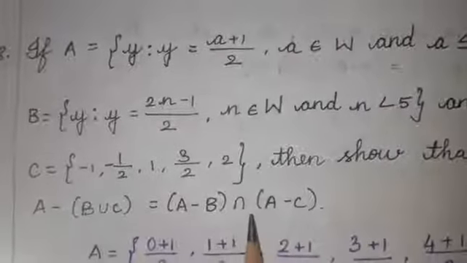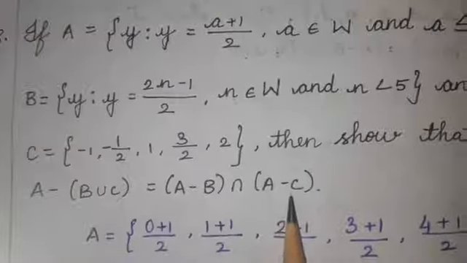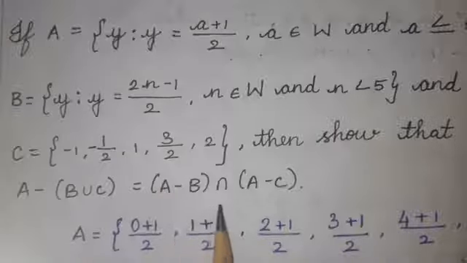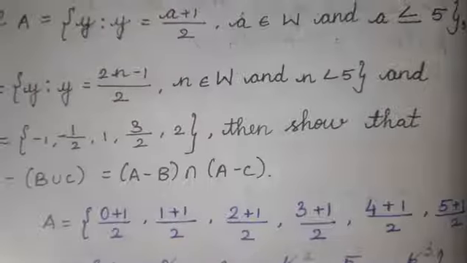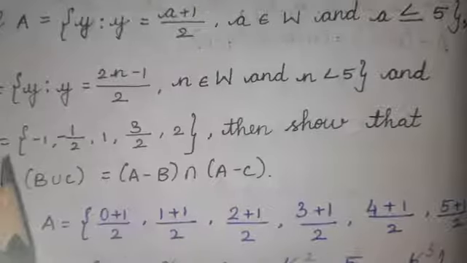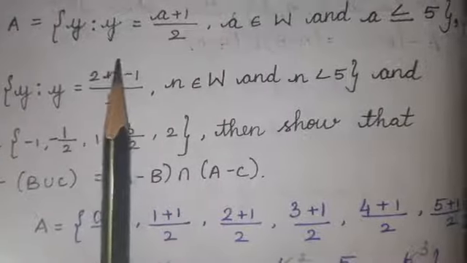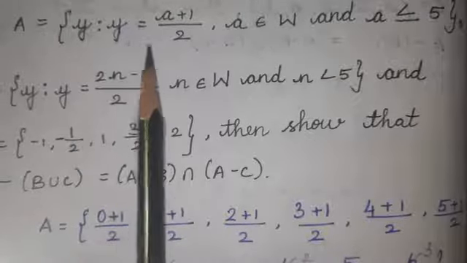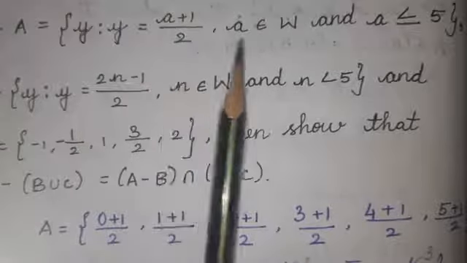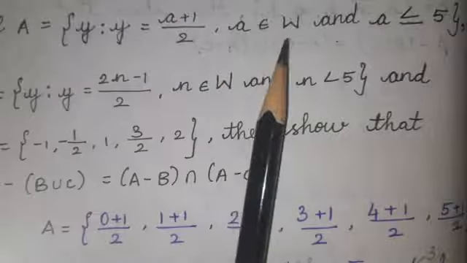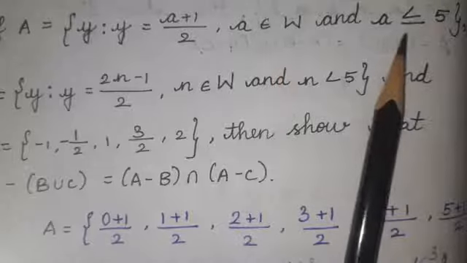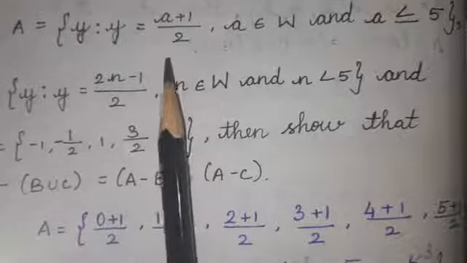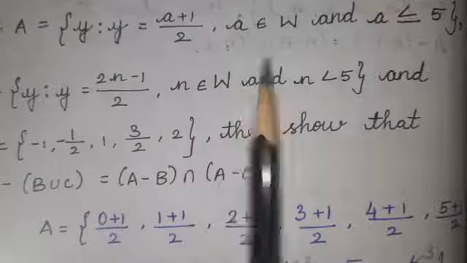This is what property? De Morgan's laws for set difference. We have to prove that LHS is equal to RHS. In that question, A is in what format? A set builder format that should be converted into roster format. So here the formula is given, y = (a+1)/2, where a belongs to W, that is, the starting number is 0, and a less than or equal to 5. Here you should substitute in the a place 0, 1, 2, 3, 4, 5.